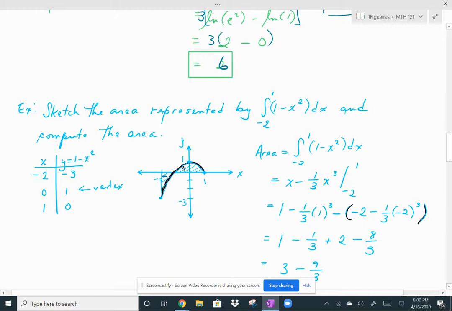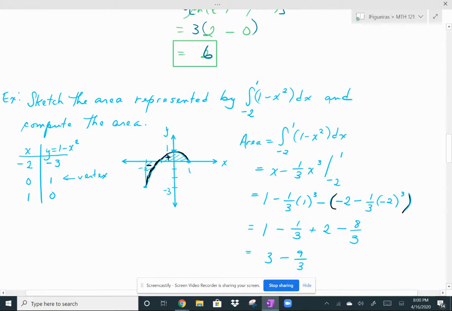And this one here is positive, because it's above the x-axis. So now we're going to compute and see what we get as a result. So my area is equal to the integral from -2 to 1 of 1 minus x squared dx. The antiderivative of 1 is x. The antiderivative of x squared is 1/3 x cubed. So now we're ready to evaluate that from -2 to 1.